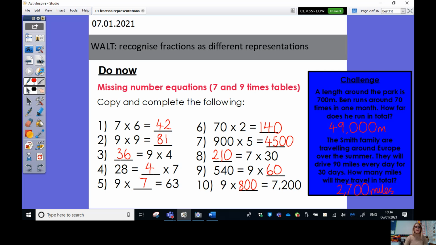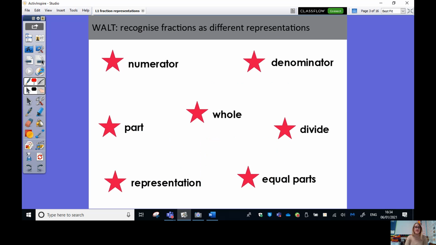Okay, moving on to our new topic and lesson for today then. You should know quite a little bit about fractions already because you have learned about them before. Today we're going to be looking at recognizing different representations of fractions. So we'll start first with our star words, so repeat after me.